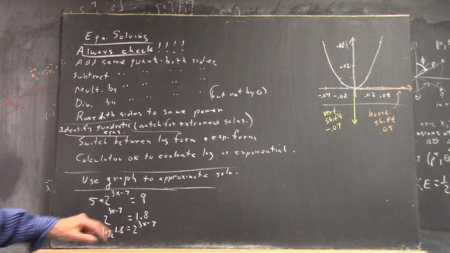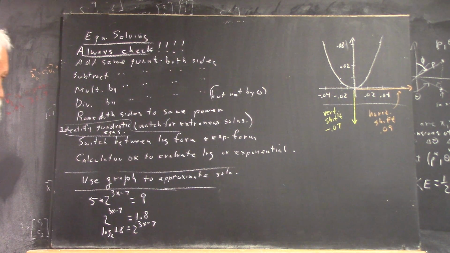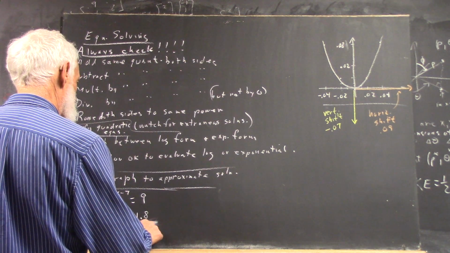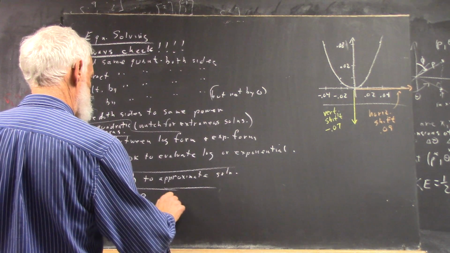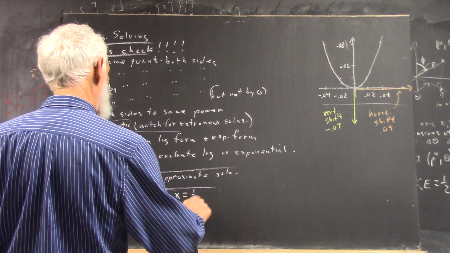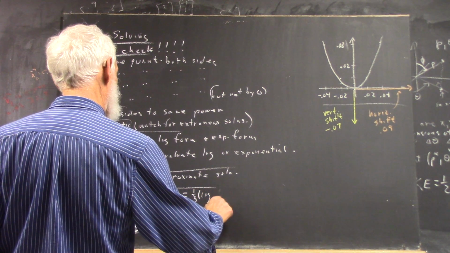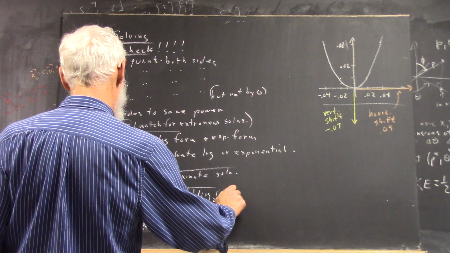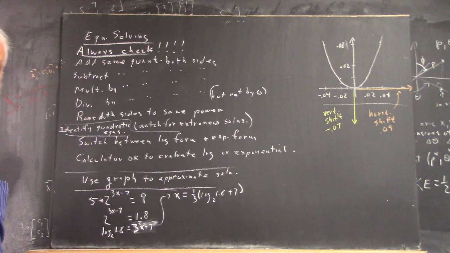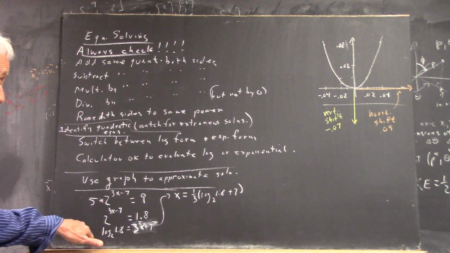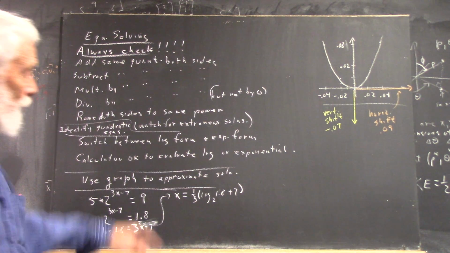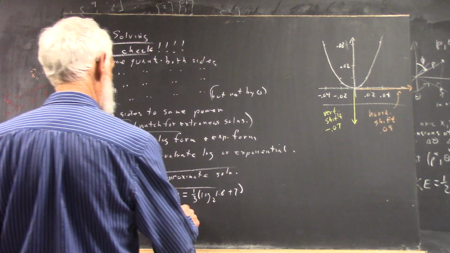So log base 2 of 1.8 equals, not 2 to the 3x minus 7, equals 3x minus 7. So that x equals 1/3 of log base 2 of 1.8 plus 7. Now that's just a simple linear equation. Just added 7, then divided both sides by 3, and this is what I get. That's an exact solution.